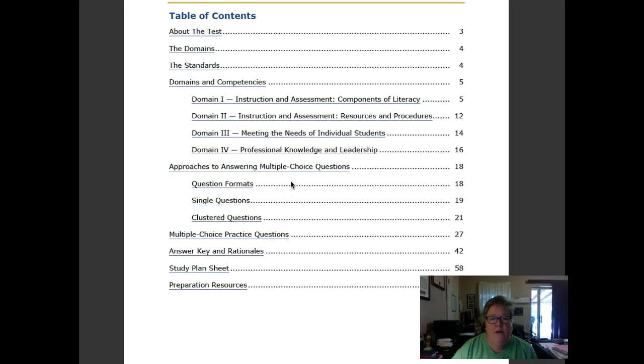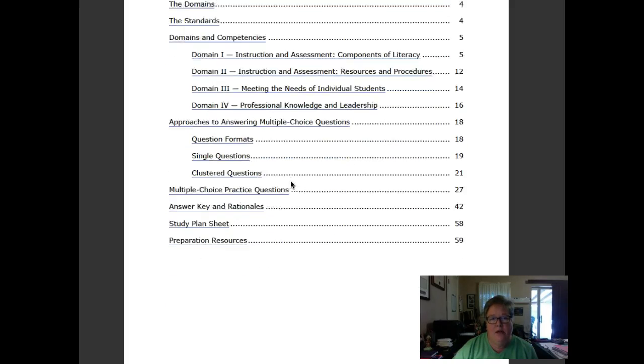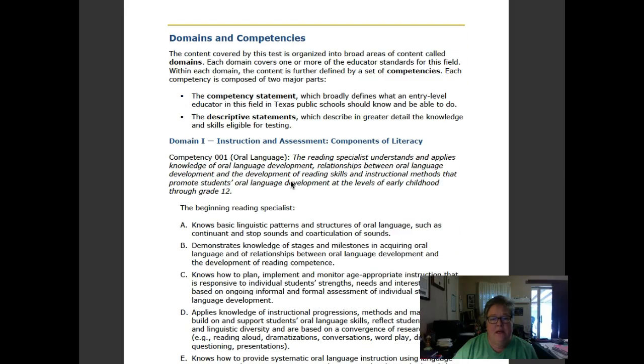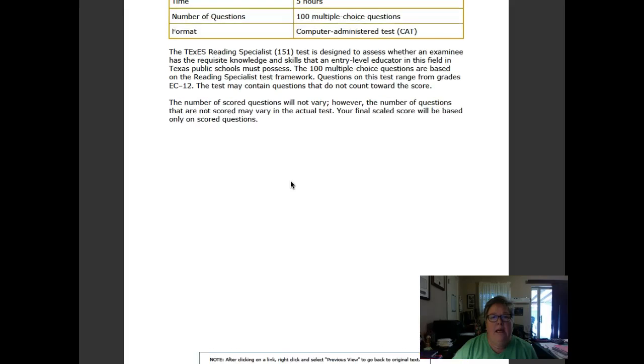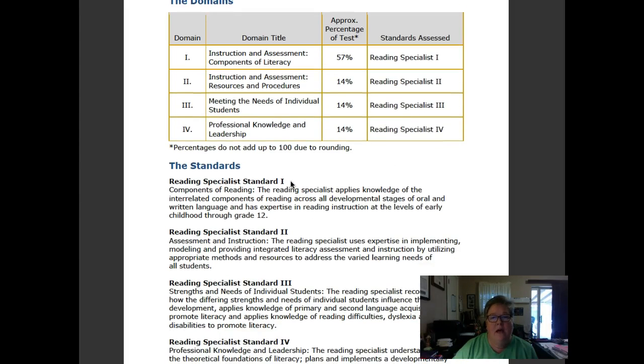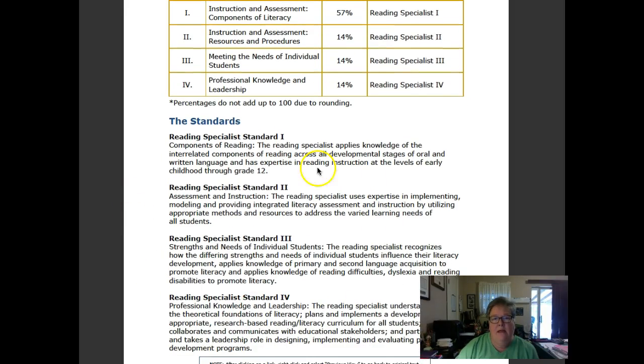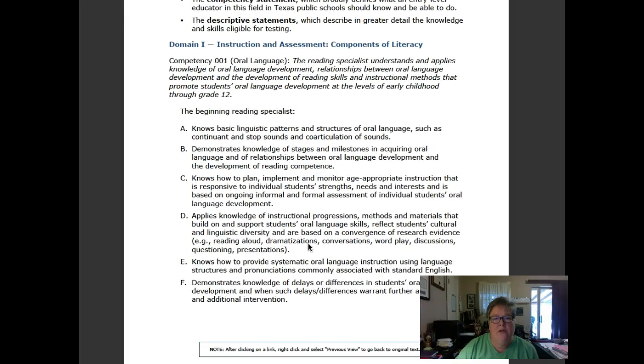So when you look at your test preparation manual, you will see that there is an explanation of the different standards, domains, and competencies. And on page, I believe this is page 4 of the document, it shows you that on the Reading Specialist exam, 57% of the test questions come from domain 1, 14% from domain 2, 14% from domain 3, and 14% from domain 4. And so right here, it gives you an explanation of each of the 4 standards. And then you start working through the domains, okay?